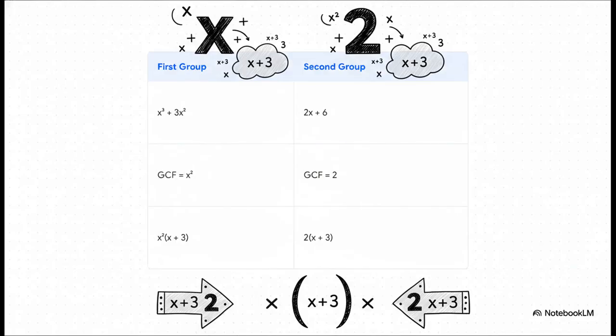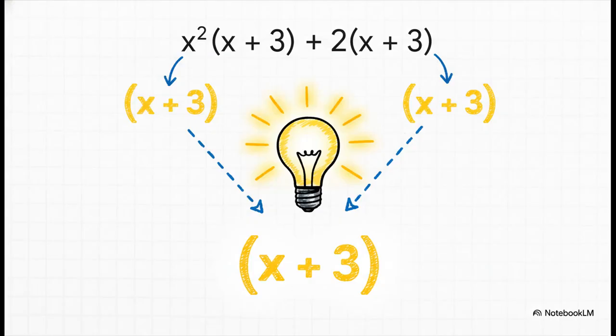Now, we just find the GCF for each of these pairs separately. For the first group, we can factor out an x squared. For the second group, we can factor out a 2. And this right here illustrates the magic of grouping. This is the aha moment. A common binomial factor, that whole x plus 3, has just appeared out of nowhere.